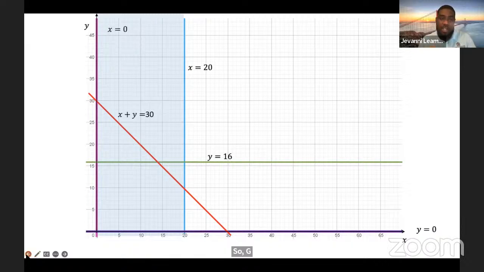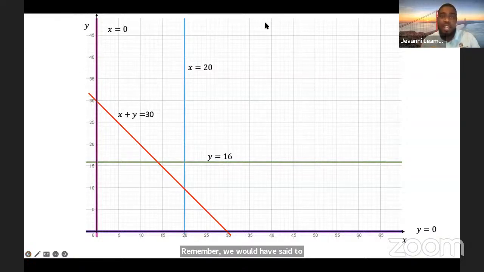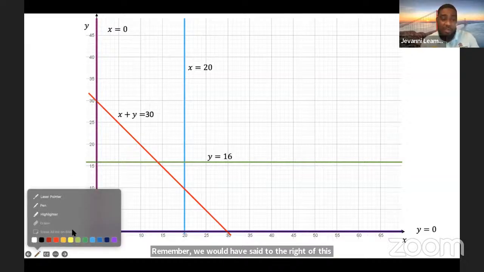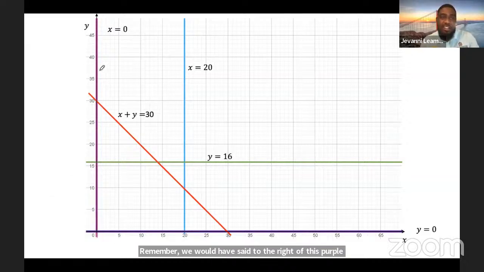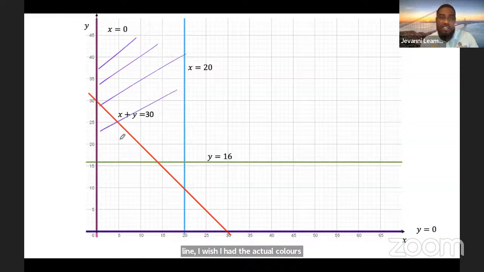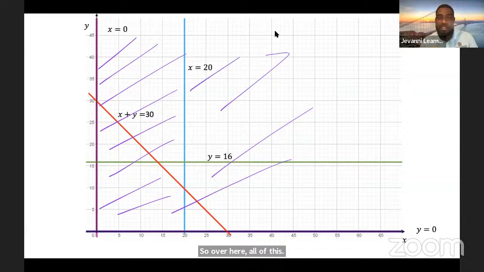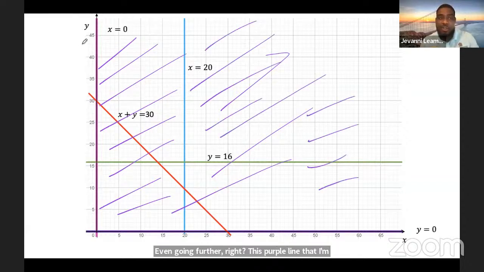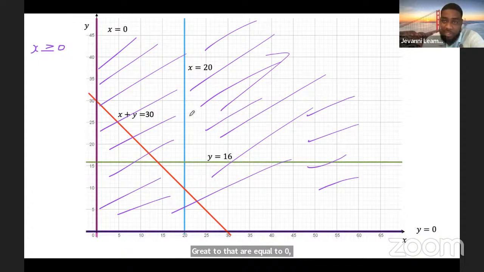So when I go back, remember, we would have said to the right of this purple line, I wish I had the actual colors. So over here, all of this, even going further, right? This purple line that I'm drawing is for the inequality that x is greater than or equal to 0, right? You got that so far, young lady? Yes.